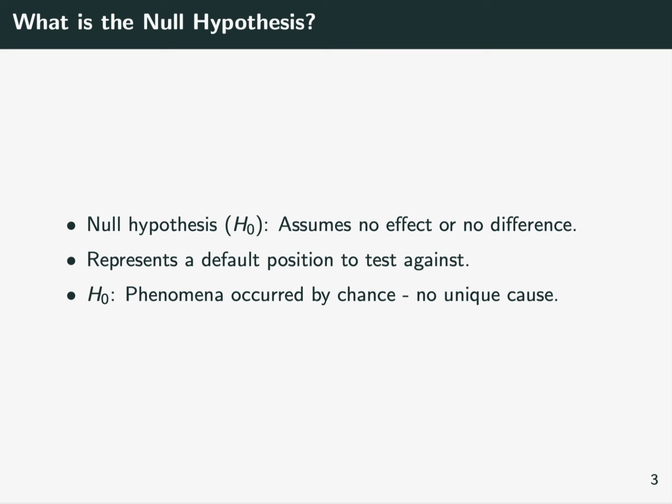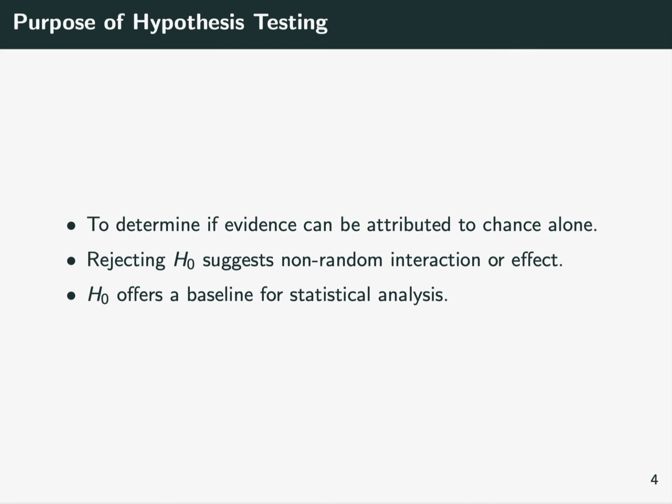That is, we would not expect to see what we saw unless there was some interaction between the features. The null hypothesis provides a starting point for this analysis by assuming that there's no difference or relationship. We can then test the sample data to see if there's enough evidence to indicate something was actually going on. And this is the idea of rejecting H0 because there's some non-random interaction or effect. So it's really our baseline.